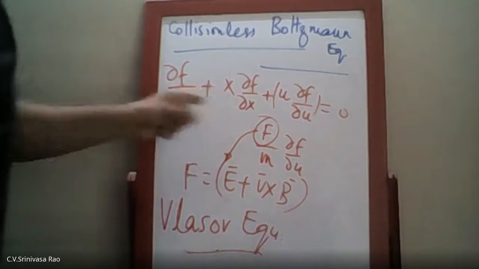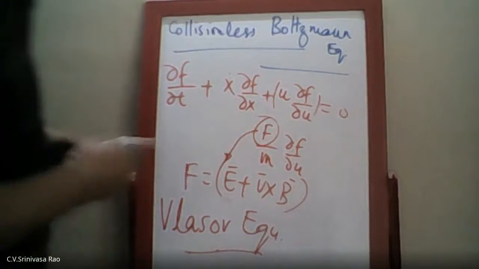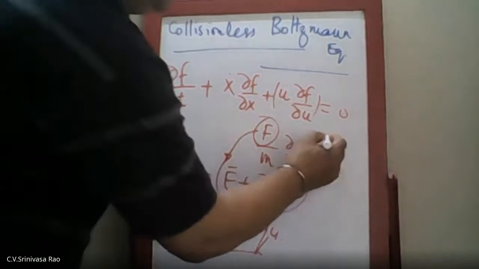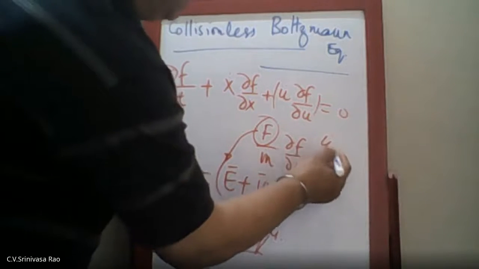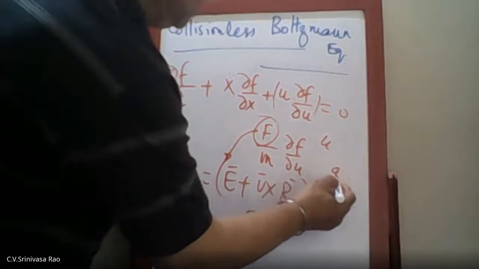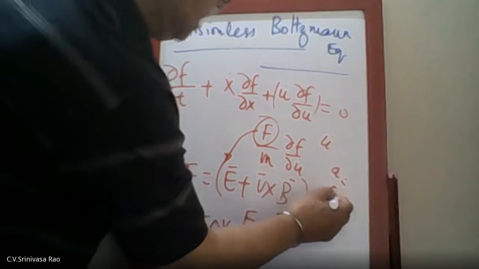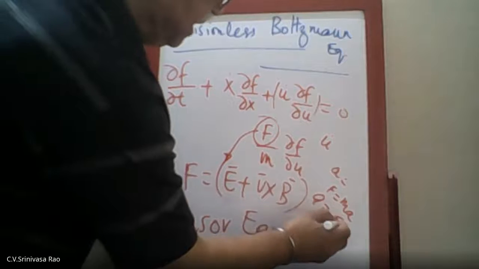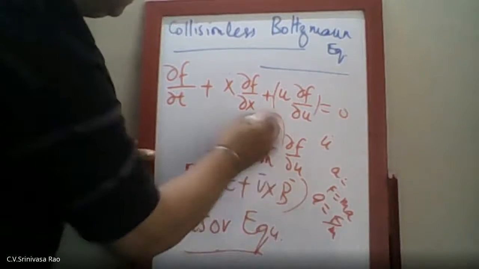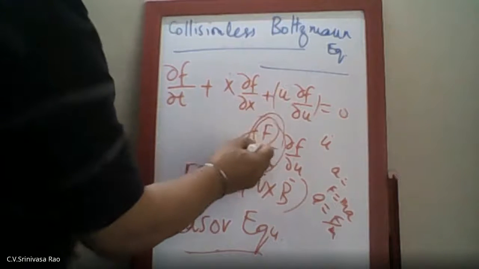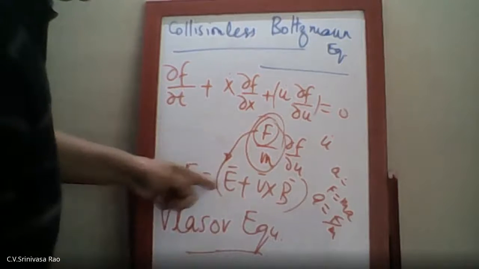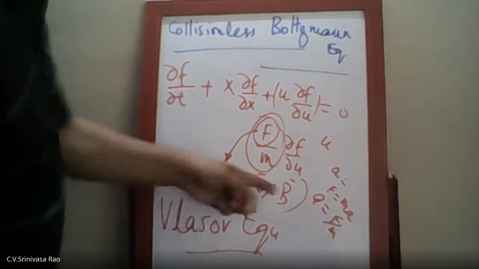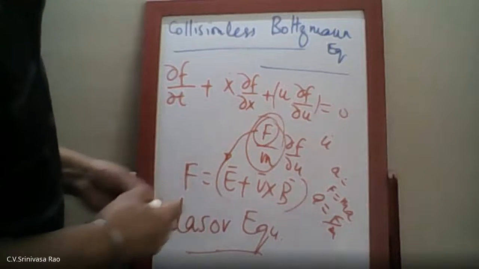So when you write the equation, instead of u prime, u is basically acceleration. So instead of acceleration, I can write F is ma, or a is F by m. So that is exactly what I've written, F by m. And for F, you put in all these values, E and B. So that becomes the Vlasov equation.